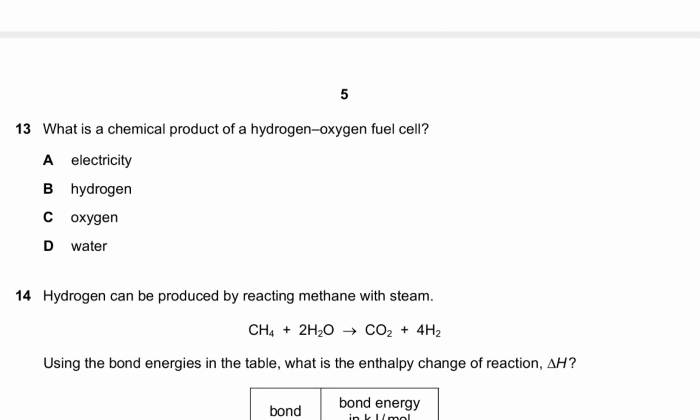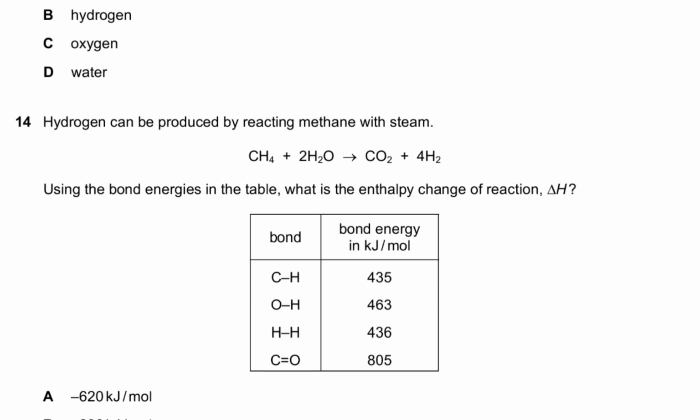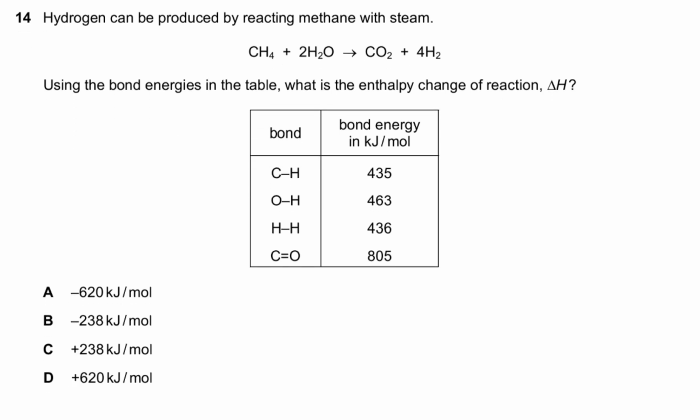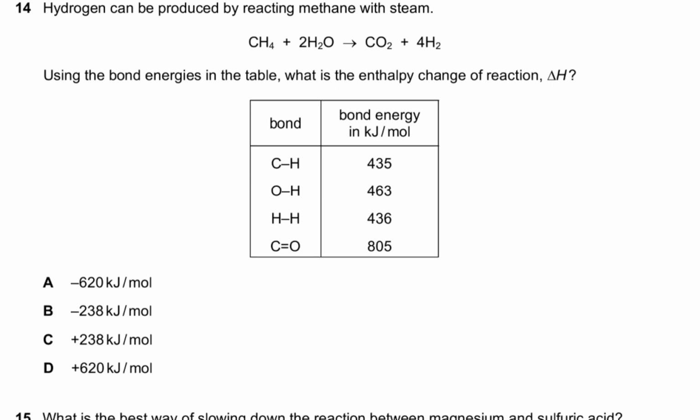Then the next is, what is a chemical product of a hydrogen oxygen fuel cell? If you check the combination of a hydrogen oxygen fuel cell, the product that forms is water. So the D option is the correct one. Hydrogen can be produced by reacting methane with steam. The formula is written here. Using the bond energies in the table, what is the enthalpy change of the reaction?